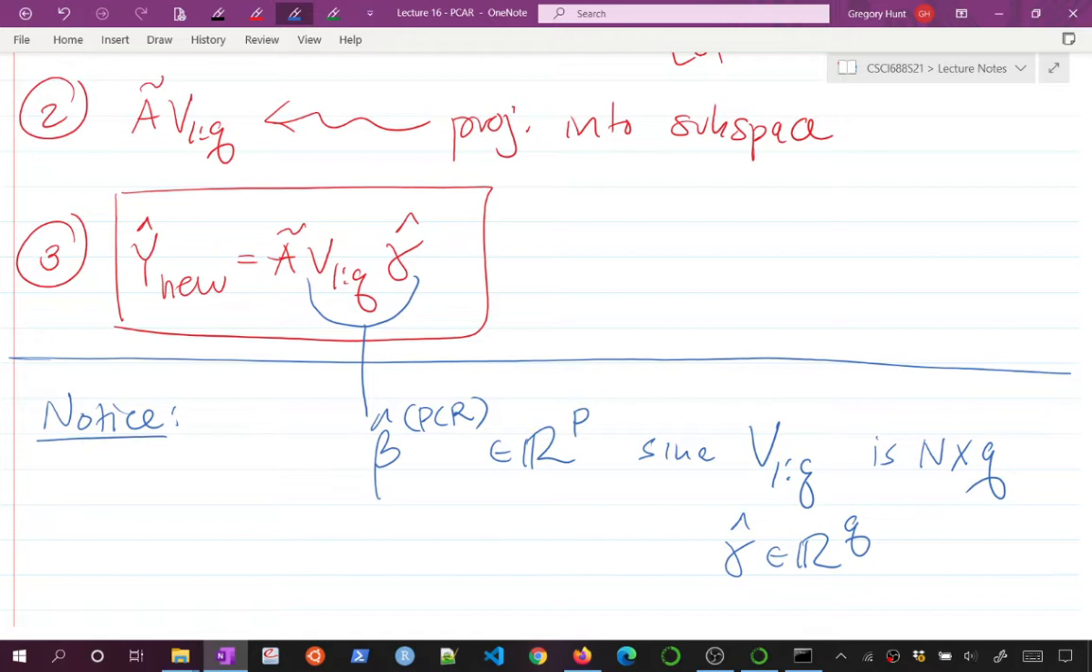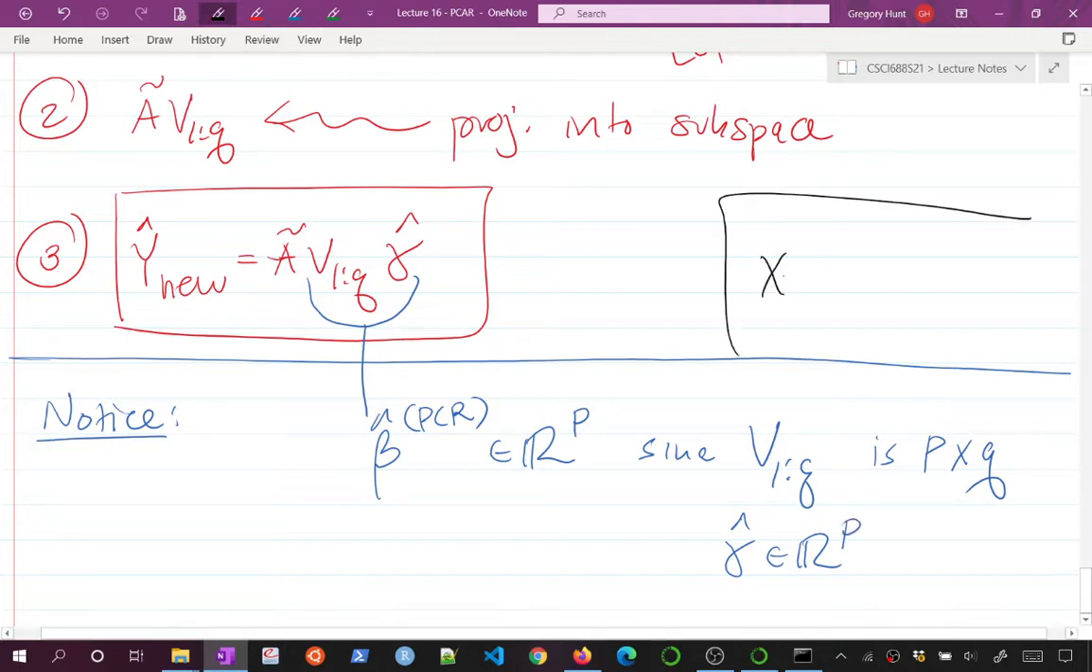What am I missing here? Q columns. No. What am I doing wrong here? V should be P by Q. There we go, right?